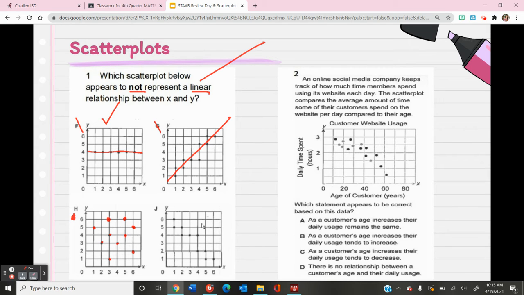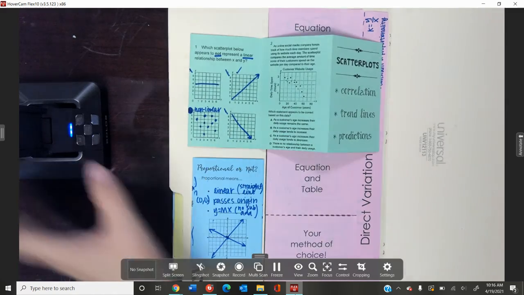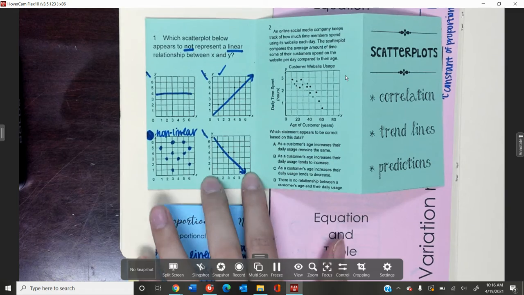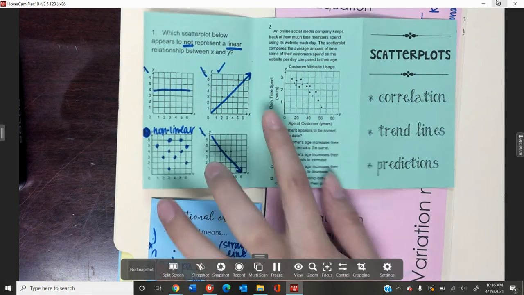Let's go to J. Looking at J, I see my points are at a downward trend, and if I were to draw a line through those points, we see here that it does follow the line. So J also does represent a linear relationship. So the only one that does not represent a linear relationship is going to be H. So now looking at your foldable, this is everything you should have written down on there. Okay. So then let's go ahead and look at number 2 now.